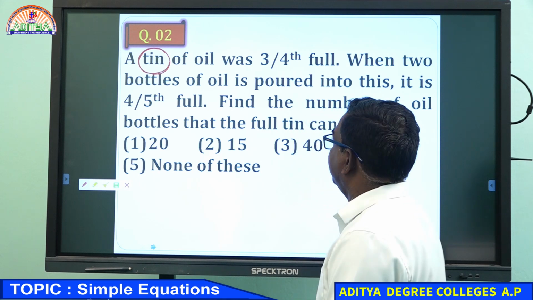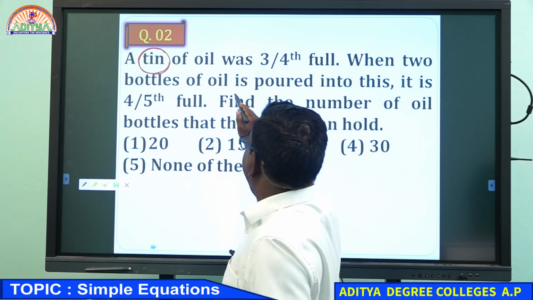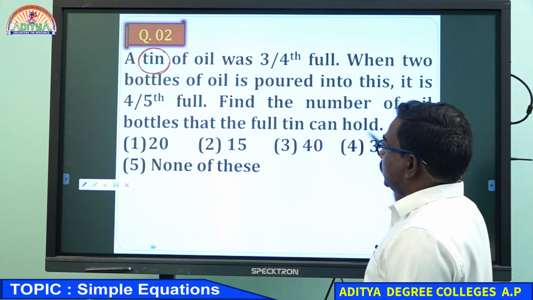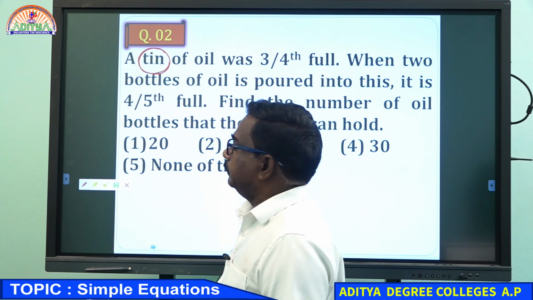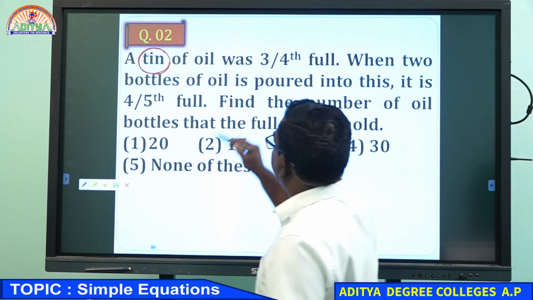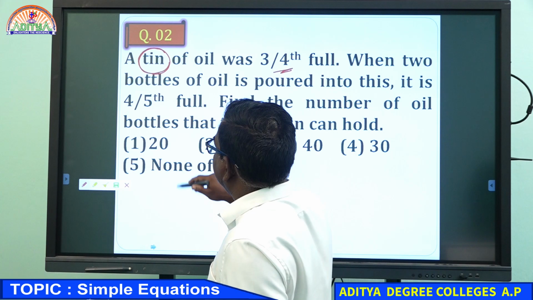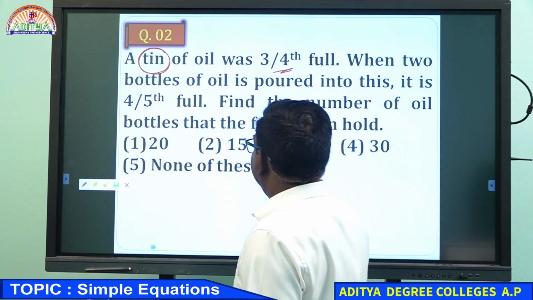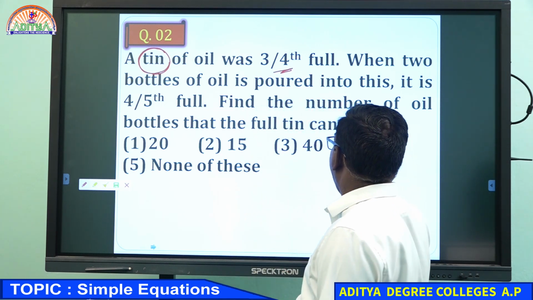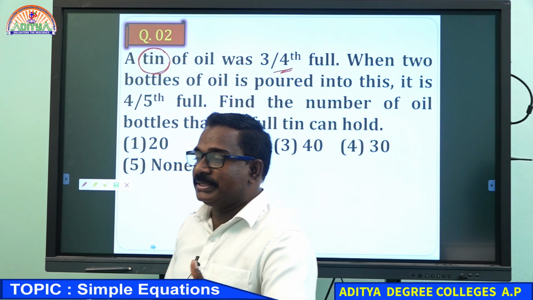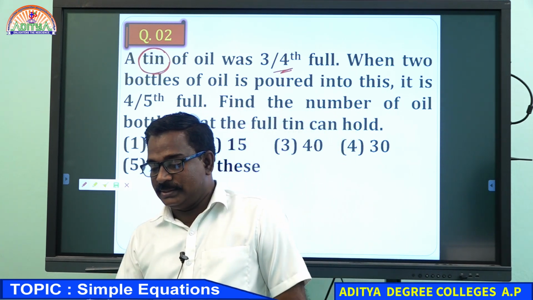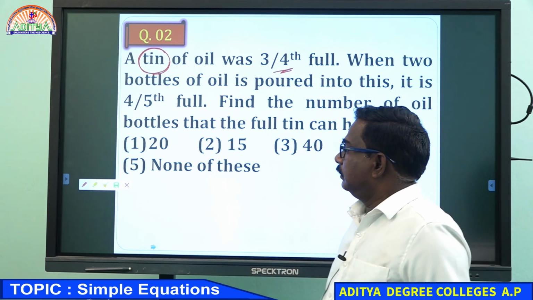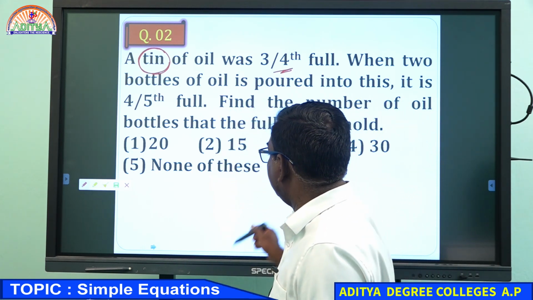Now the question is asking, when 2 bottles of oil are poured into the tin, it is 4/5 full. Actually it was 3/4 full, and after pouring 2 bottles, it became 4/5 full. Now find the number of oil bottles that the full tin can hold. It is asking the capacity of the tin in bottles. Can I get an answer from any one of you?